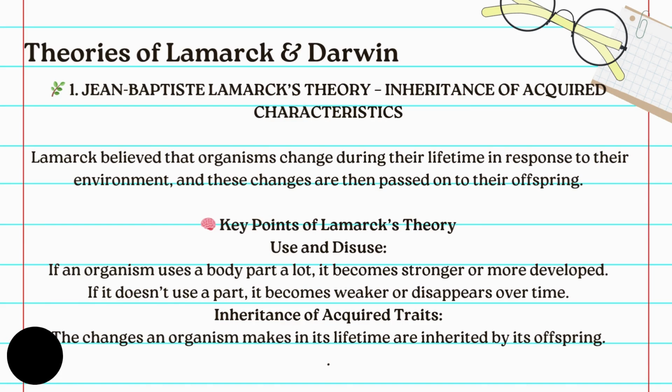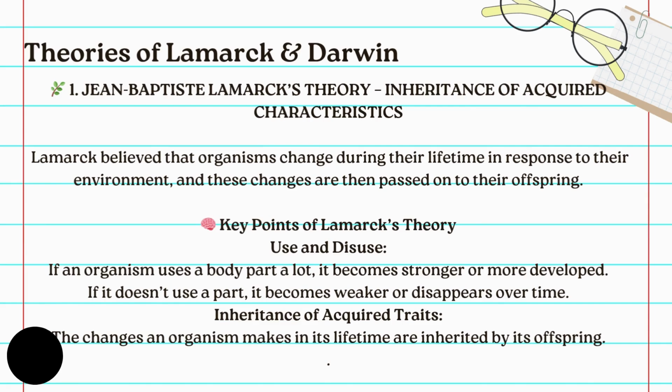Lamarck believed that if you use a particular part of your body more, it becomes stronger and more developed, and that trait will then be passed on to your children. And if you don't use a particular part of your body, that part will become weaker and disappear over time, and it will not be available for your offspring, so you cannot pass it on.